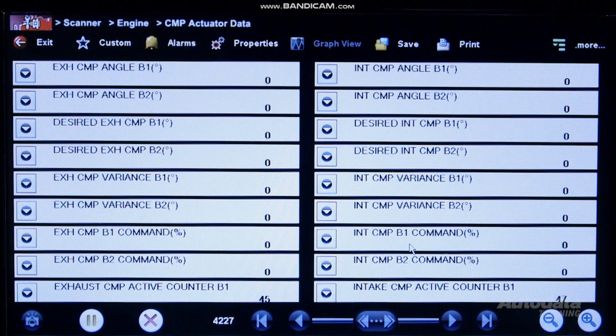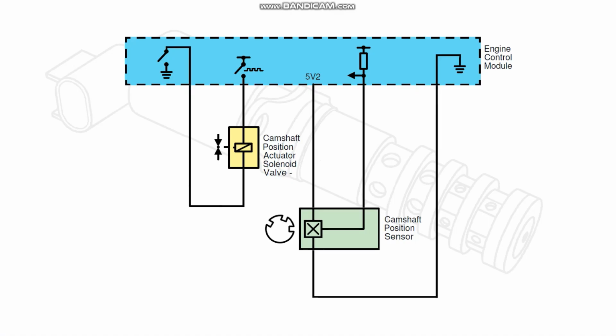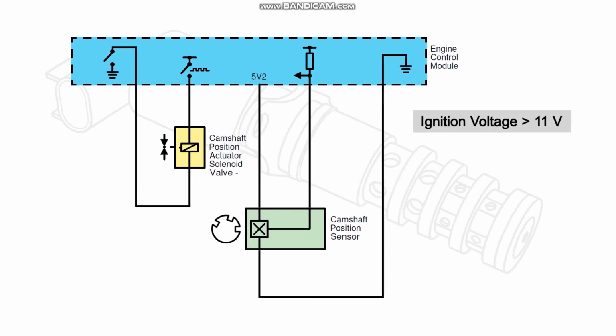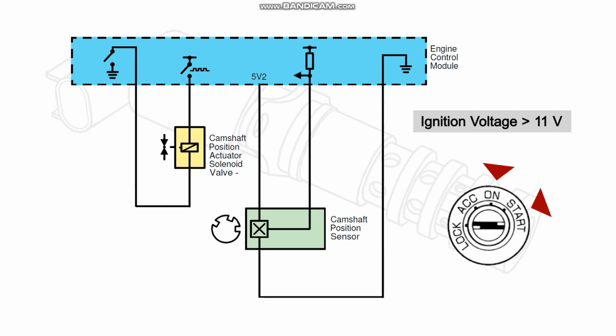Note, if a crankshaft or camshaft position sensor DTC is set, the camshaft position actuator output control will not function. So deal with any of these DTCs first. Make sure when checking actuator DTCs that the conditions for running the codes are met. For this vehicle, the ignition voltage must be greater than 11 volts, the ignition switch is in the crank or run position, and the ECM has commanded the camshaft position actuator solenoid valve on.